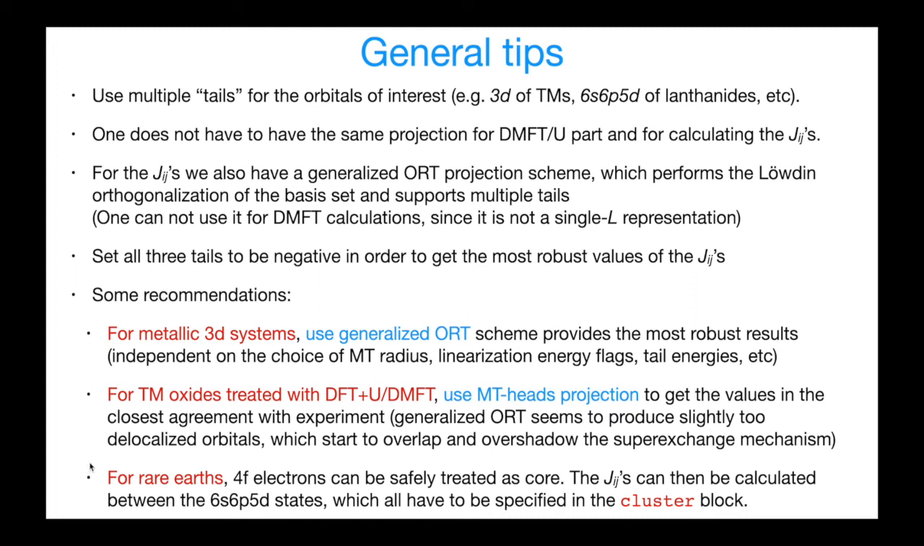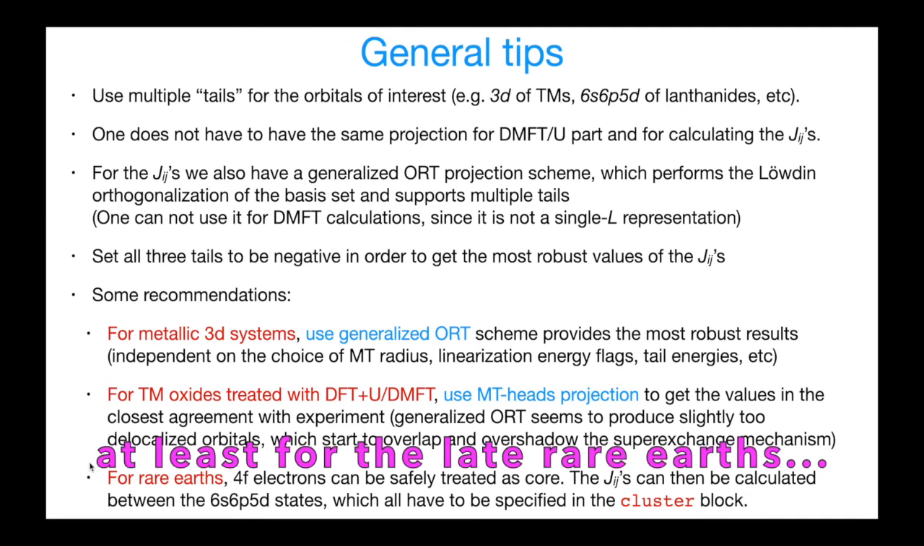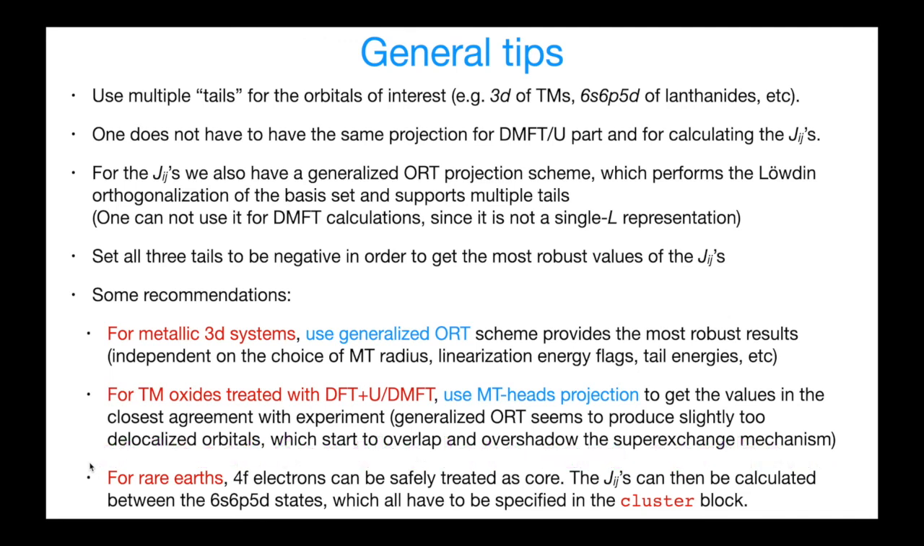And finally, for rare earths, my experience suggests that you can safely put 4f electrons in core, but when you calculate the JIJs, make sure that you use all S, P, and D states in your cluster block.